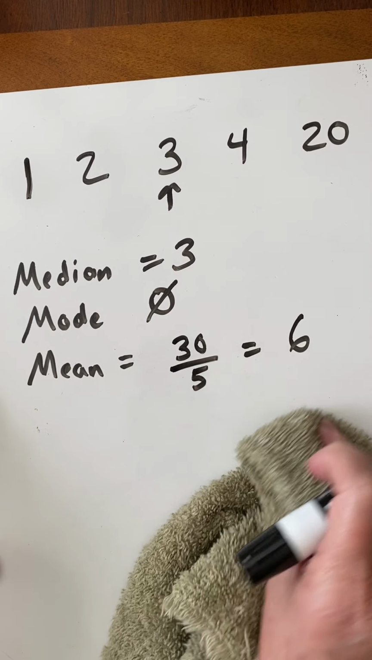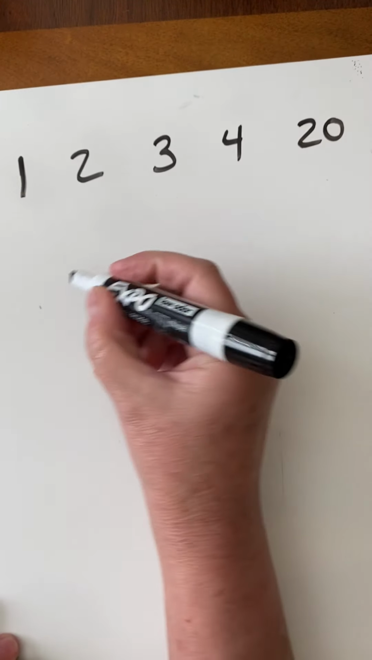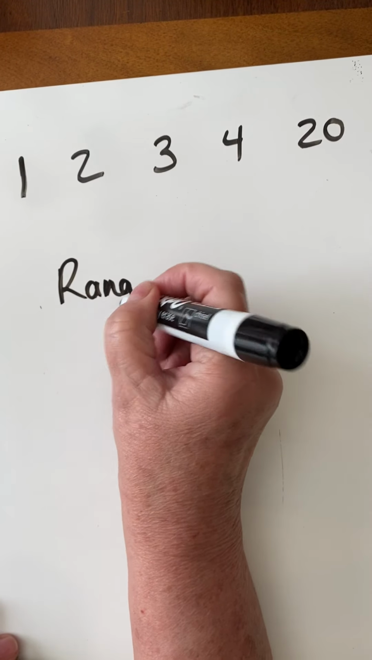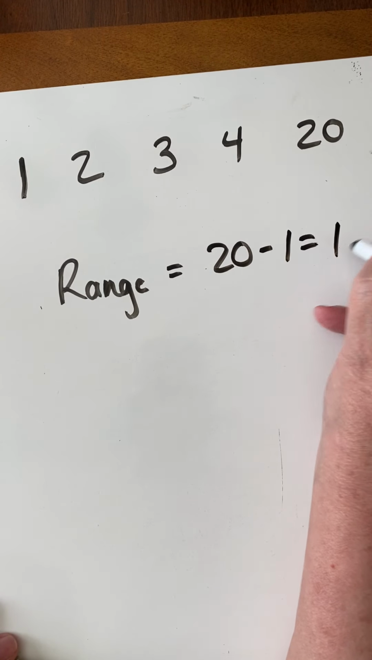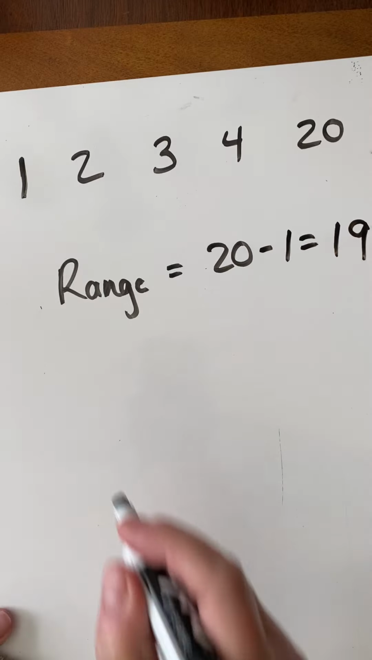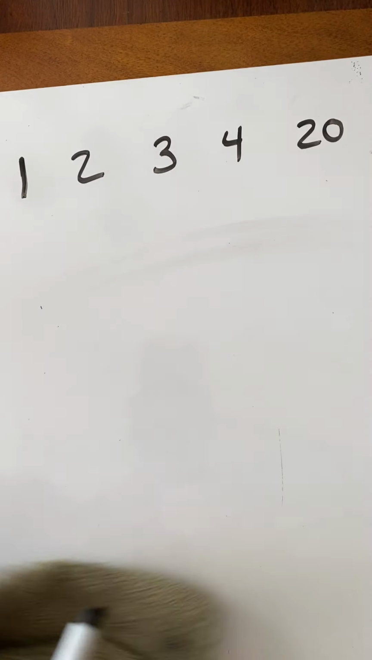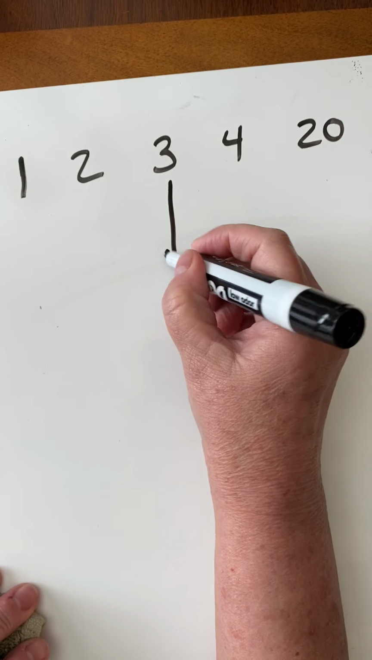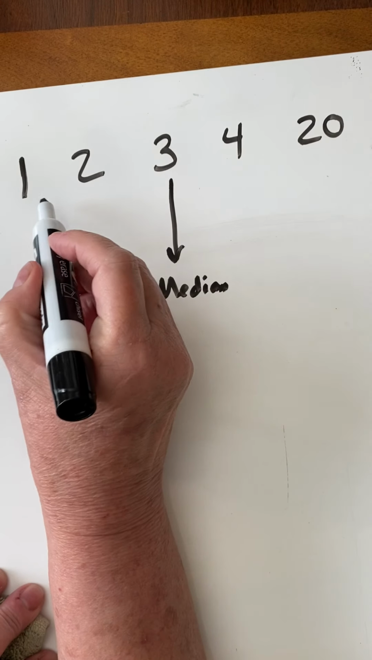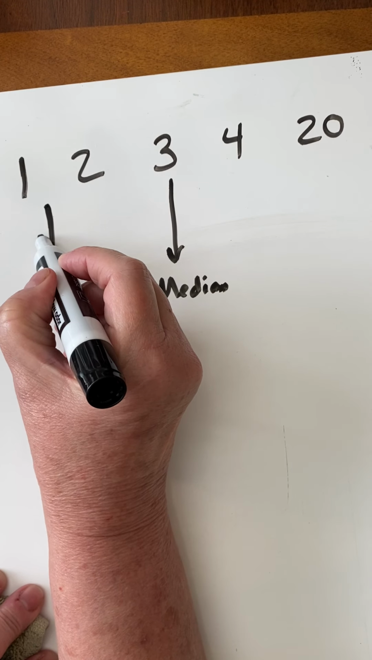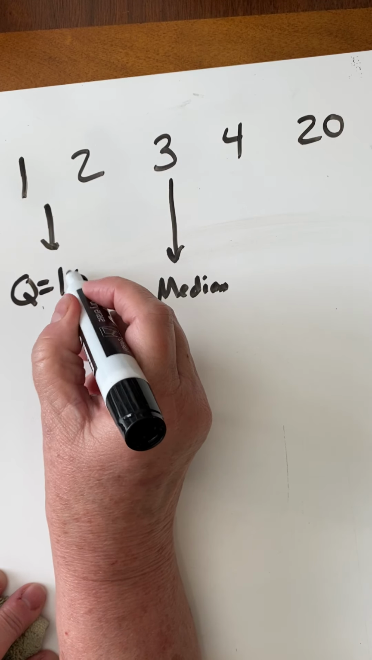But let's talk about the variability now. So the variability, the easiest one, of course, is the range. My range is going to equal the largest number minus the smallest number. So it's a range of 19, which seems rather large. And then when I try to do the interquartile numbers, so here's my center. This is my median right here. And when I look at this right here, my Q1 is going to be in between the 1 and the 2. So my Q1 is a 1.5.